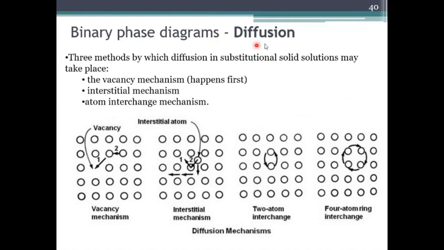Here this is an atomic structure. In that atomic structure, there is a vacancy. Any extra element, or an element from the crystal lattice itself, can come and occupy that particular place. Interstitial means in between the atomic structures, it can occupy the space. Similarly, in two atom interchange, two atoms interchange among themselves and form a new compound. Four atom interchanging is also possible.